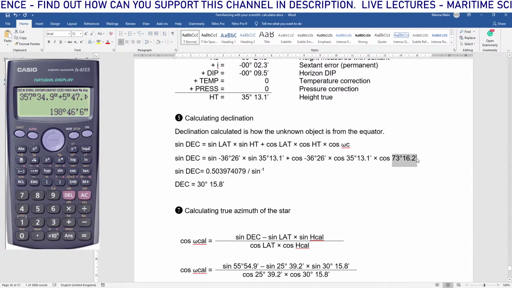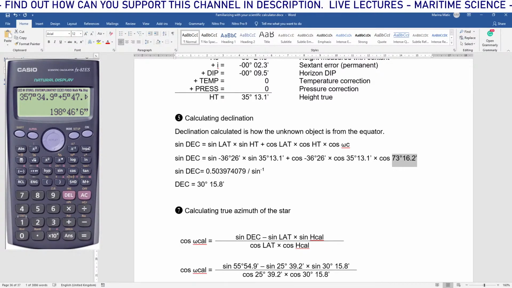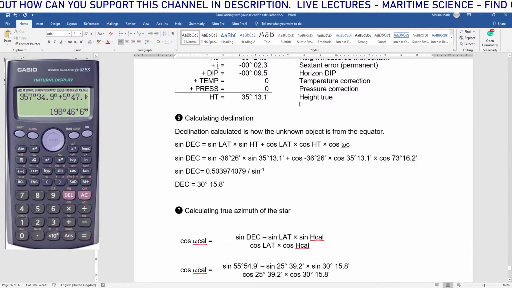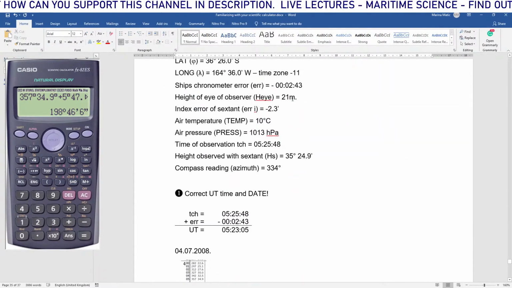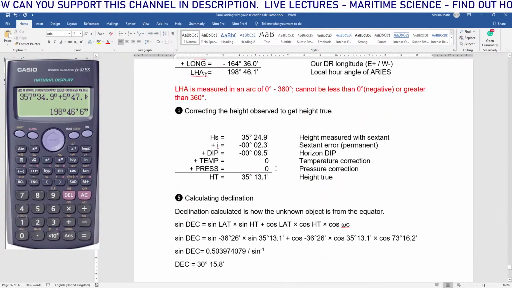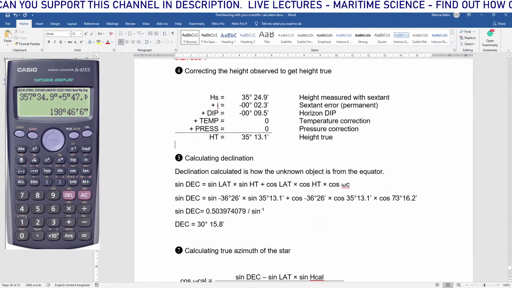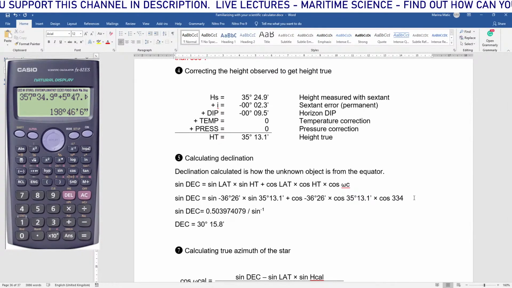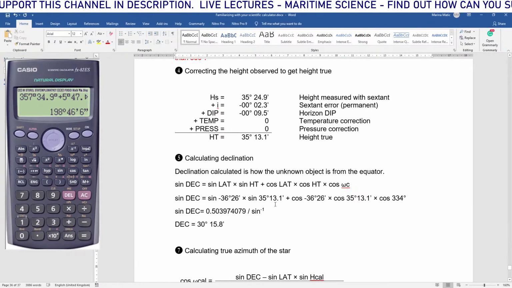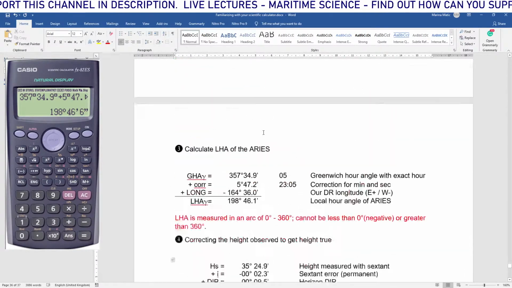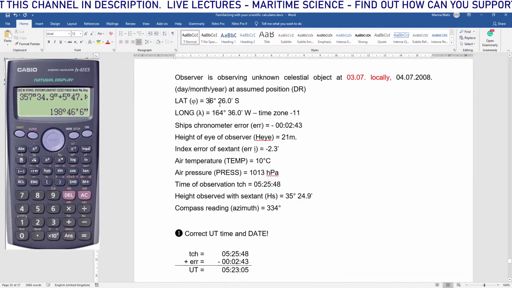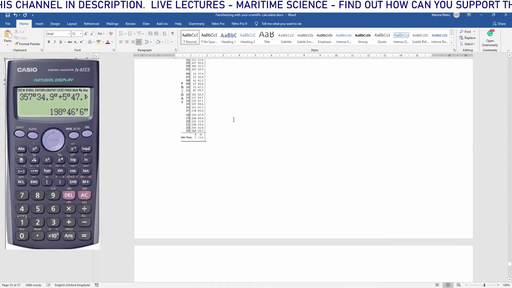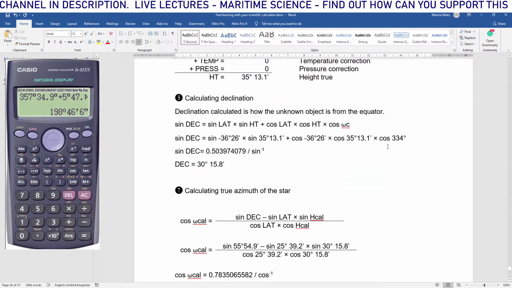And the azimuth was how much? Let's see how much was the azimuth. It was 334. 334 degrees. And that's it. So this is height, this is latitude. Is this correct latitude? Yes, 36.26 south, so negative. So let's put this in the calculator.